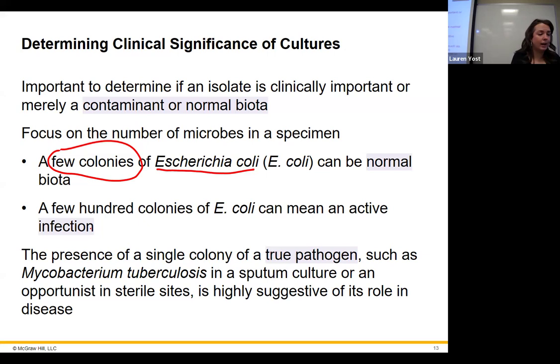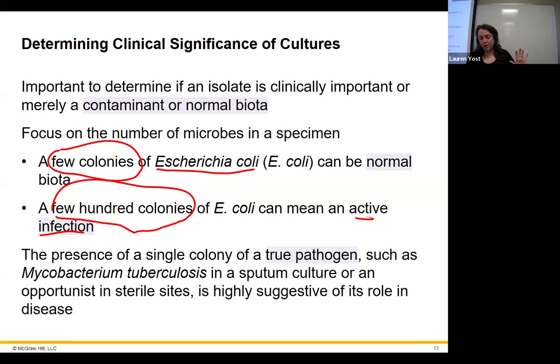However, if you cultured it and it was heavily overgrowing with E. coli, or you just had a lot more than you would ever expect from a fecal sample, that might mean an active infection, right? So you can tell there already the clinical significance of what you're seeing on your culture. A few colonies that grow up versus hundreds of colonies that grow up might be indicative of biota versus infection. So you would need to know that.